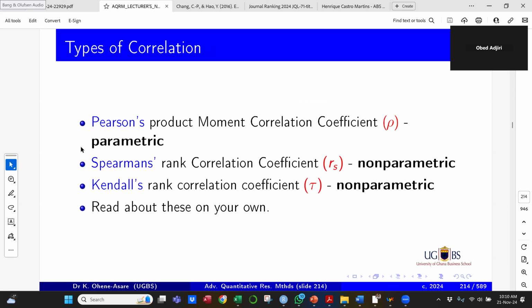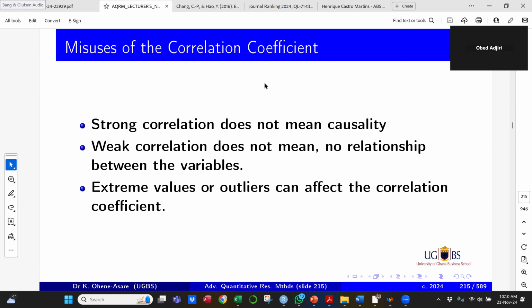There are types of correlation. We have the Pearson's product moment, which is when the values are more ratio data. And then we have the Spearman for rank data or for ordinal data type. And also for more ordinal data types, you can use the Kendall rank correlation coefficient. So these are types of correlation coefficient that one can have.